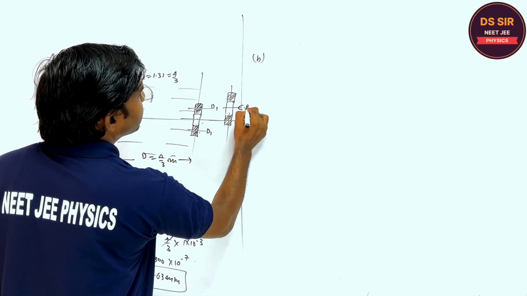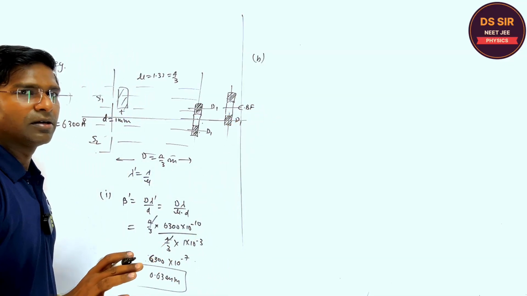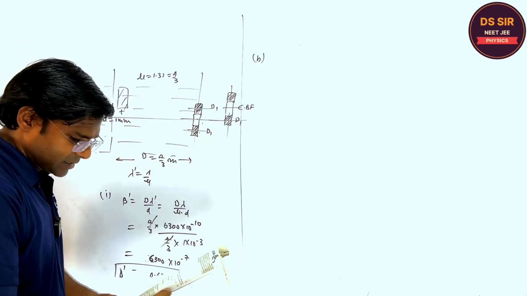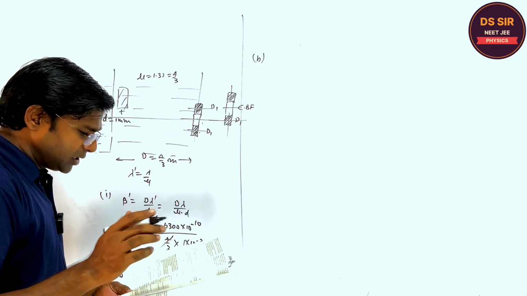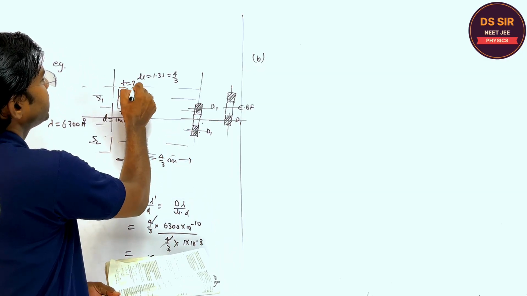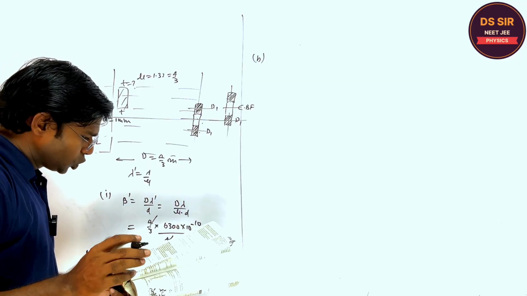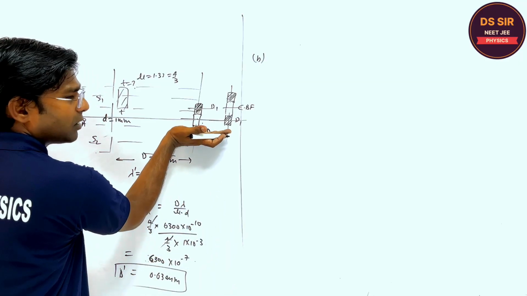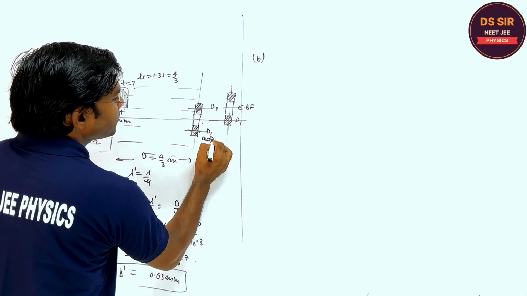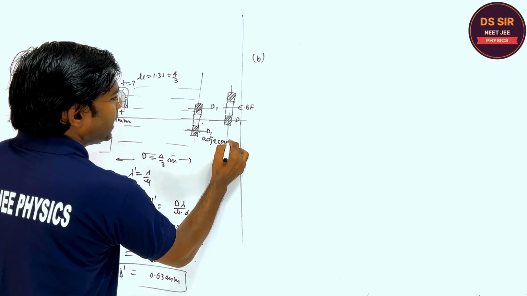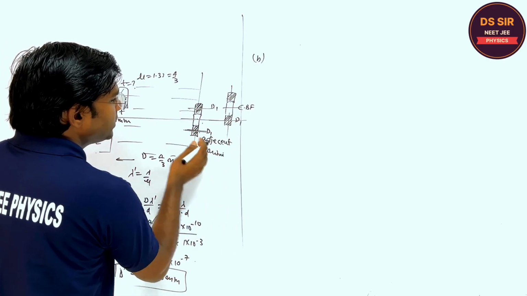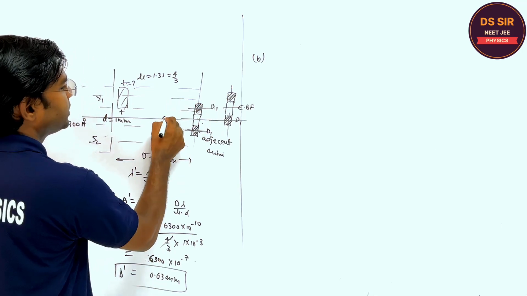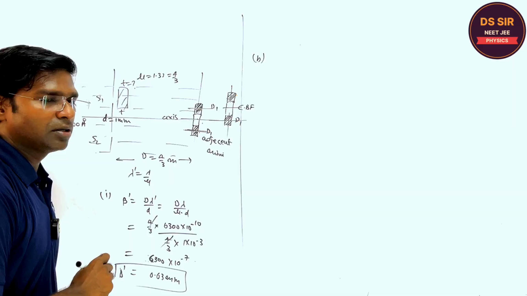This is the central bright fringe. Is it clear? In the question they are asking to find the smallest thickness of the sheet, so that the adjacent minima is shifted to the axis. This is the adjacent minima, and this is the axis. Do you understand or not?